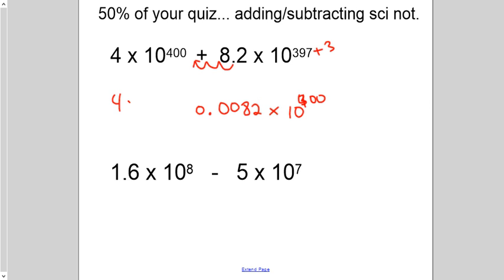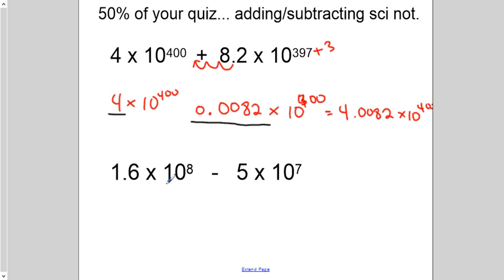And this is still going to stay the same. And now we just add this front number to that front number. And so our final answer is 4.0082 times 10 to the 400th power.